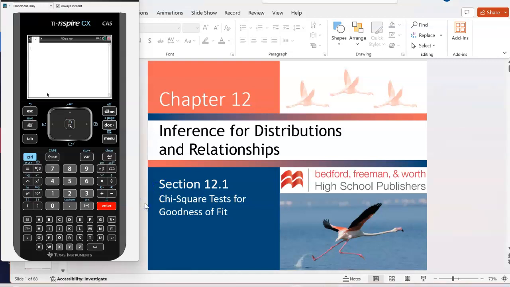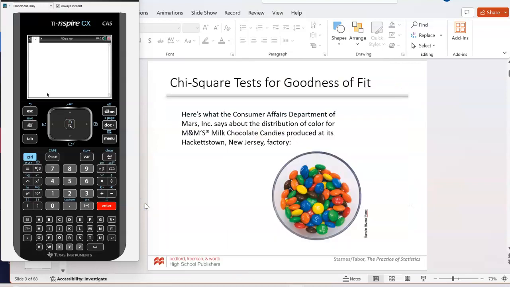Okay, so this is our last chapter. This is very exciting. Today we're talking about chi-squared tests for goodness of fit. If you took AP Biology, you might have at least heard of these kinds of tests.